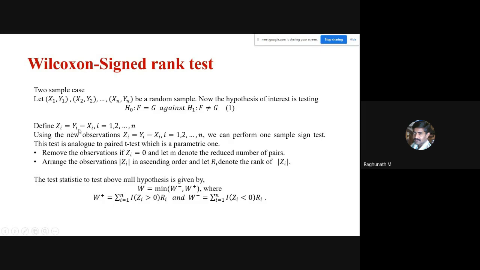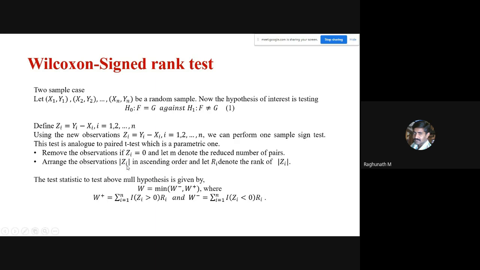Then again he defined the difference, coming down to one sample. Then he took this zi. In the case of the sign test, we have taken just the sign. If it is negative, we assign minus 1. If it is positive, we assign 1 or 0, like the indicator function. So instead of it, what he tried to do is arrange the whole observations irrespective of sign, by taking the absolute value.